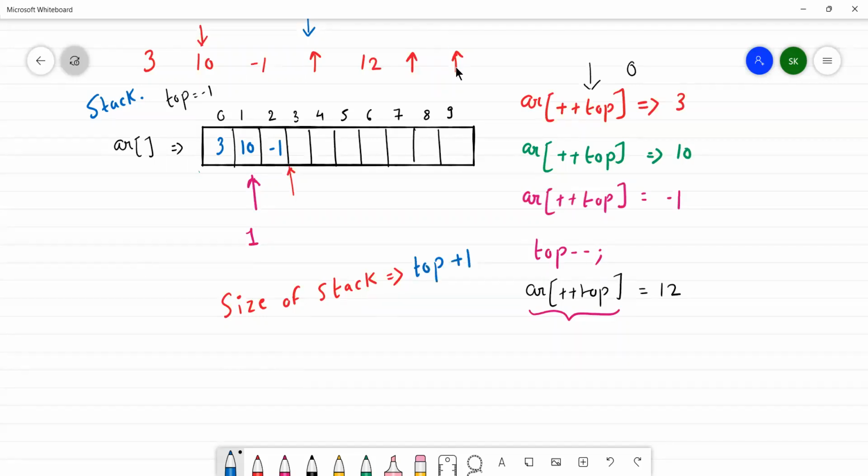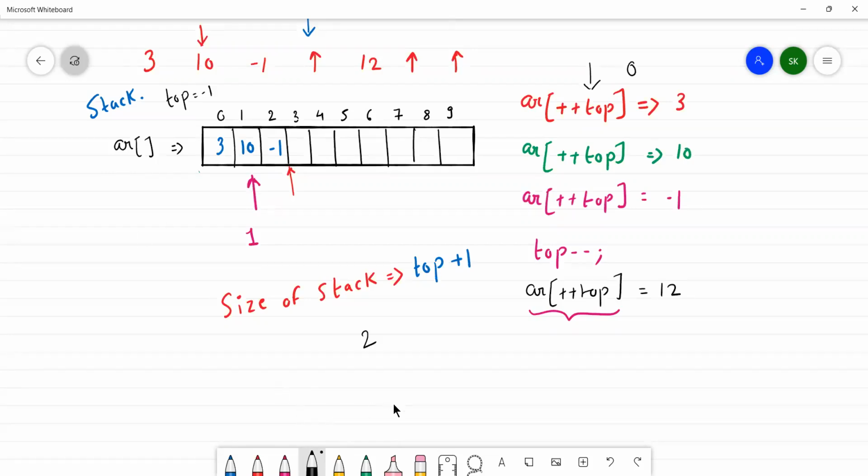Clear? So when I do top minus minus, what will happen? It will go to index number 1, and if you find the size in that instance, you will get 2. Is it clear, Vishnu?